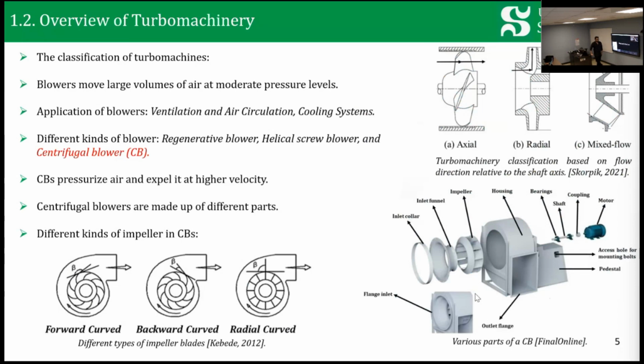Centrifugal blowers pressurize the air and expel it at higher velocity. They are made up of different parts. The motor generates the adequate force to rotate the impeller, which is a series of blades, and it is placed in a housing that guides the airflow. Centrifugal blowers can have different kinds of impellers, such as forward curve ones. The curve of the blades is in the same direction as the impeller rotation. However, in backward curve, the curve of the blades is opposite to the rotation.